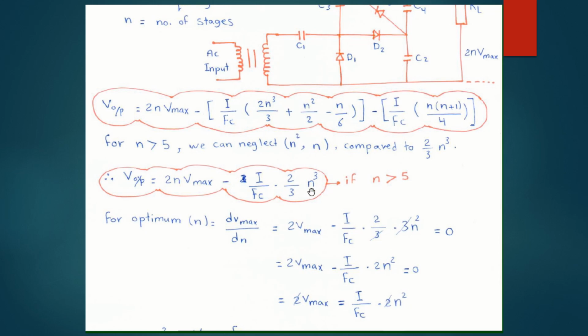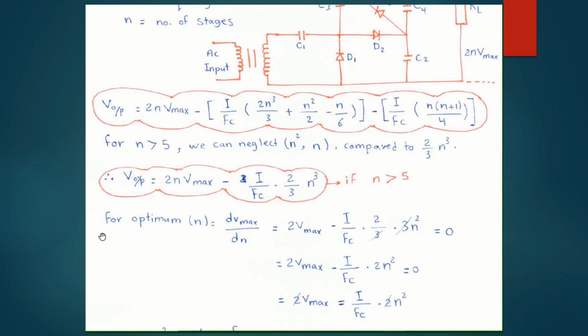So we have two formulas here in the Cockcroft-Walton circuit. If the number of stages is less than 5, we will use the long formula. If the number of stages is above 5, we will use this formula here.